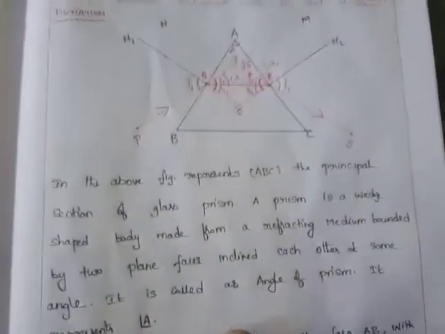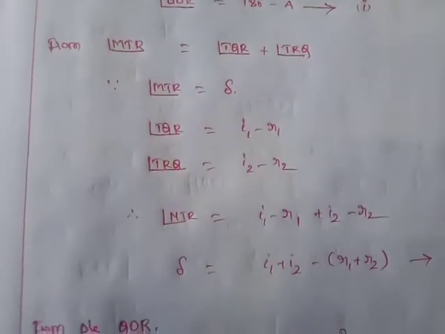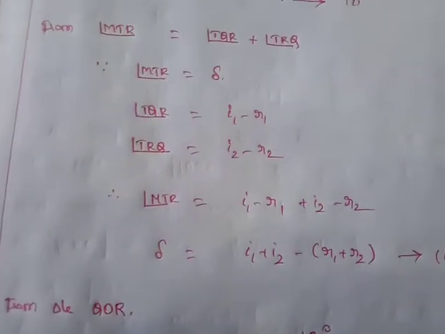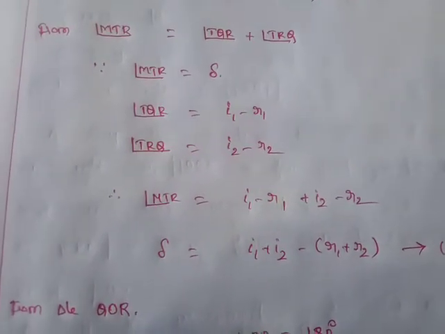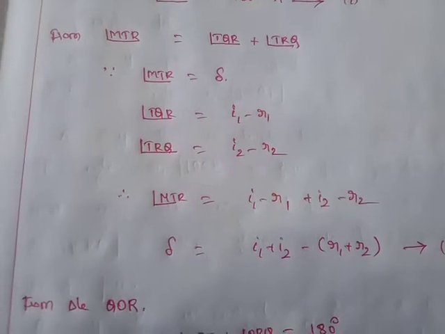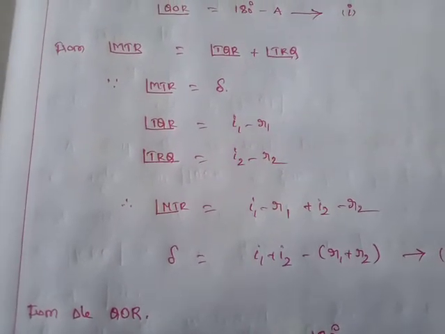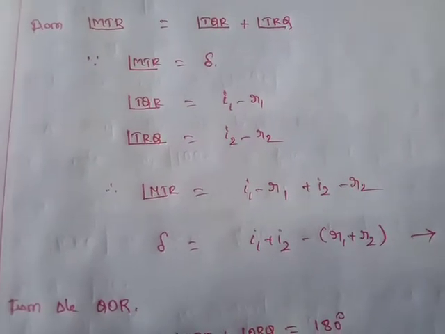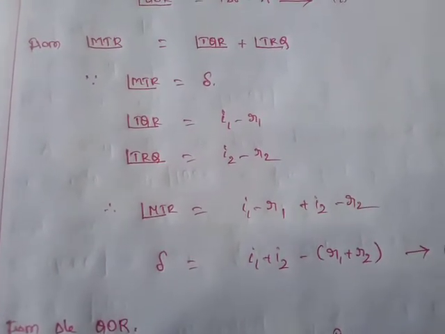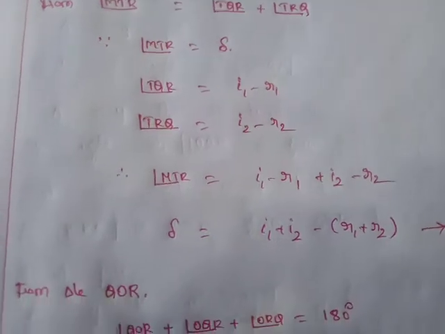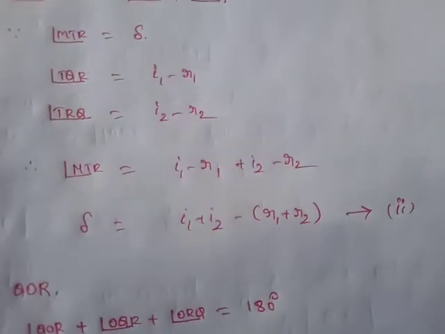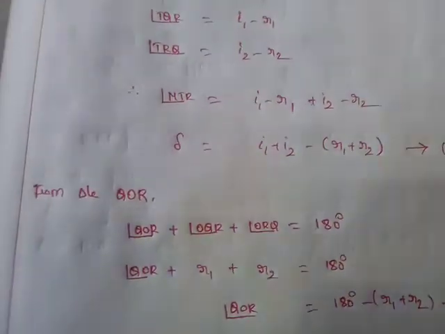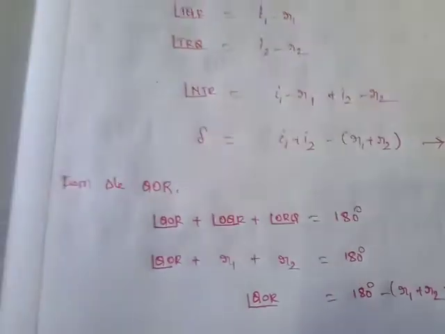Let's see here. Therefore, angle MTR is equal to angle TQR, in place of which I write I1 minus R1, plus angle TRQ, in place of which I write I2 minus R2. Therefore, angle MTR means delta. Delta is equal to I1 plus I2 minus of R1 plus R2. This is equation 2.